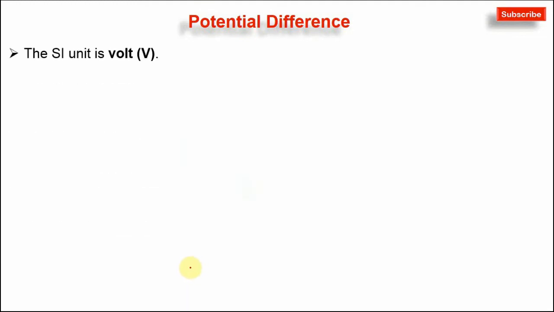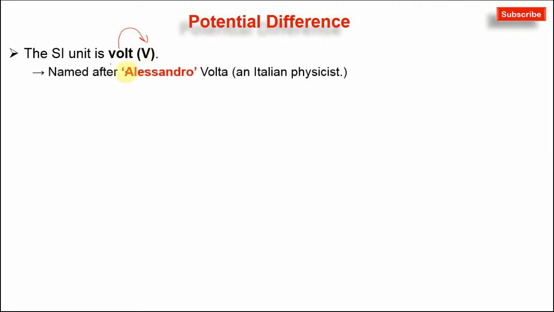Now come to the next slide. Here you can see the SI unit which is used for measuring potential difference is the volt, and it is denoted by the capital letter V. This SI unit of potential difference is named after Alessandro Volta. Who is Alessandro Volta? He is an Italian physicist. Based on his discovery, the name volt is given to the SI unit of potential difference.